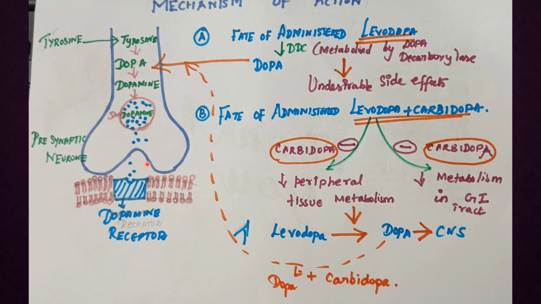It is released and has to act on the receptors present in the postsynaptic neuron. The dopamine receptors are D1, D2, D3, D4 and D5. These are the subtypes of the dopamine receptor. So it has to go and bind with the particular receptor to exert its action. This is the normal mechanism. But in Parkinson, you have a reduced level of dopamine.